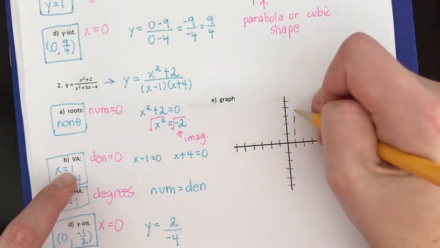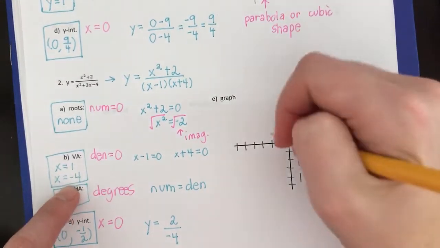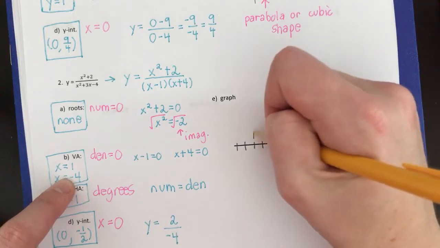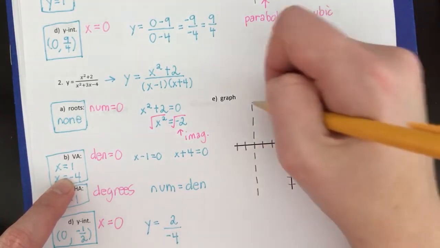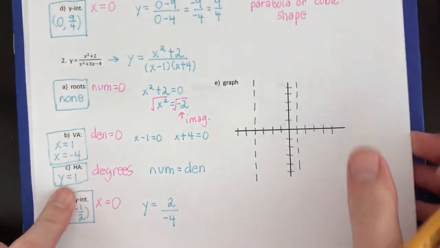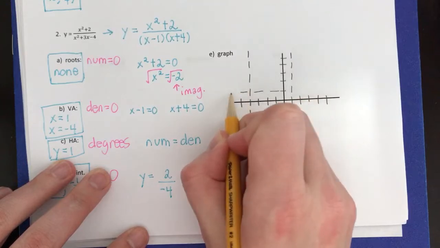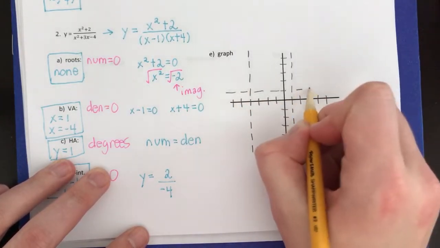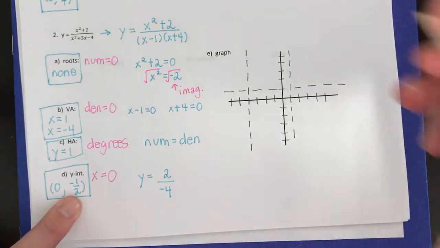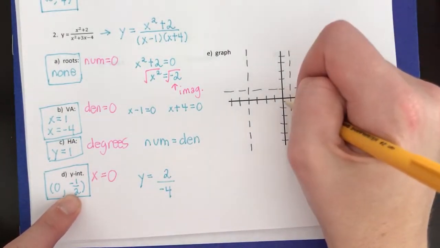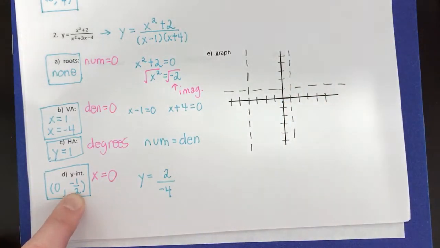X equals 1. X equals negative 4. No roots. That's why you notice I didn't graph anything there. HA, y equals 1. So that tells me I'm not going to have that cubic shape in the middle. I'm going to have a parabola shape. Okay, negative 1/2. All right, that tells me a lot right there too.